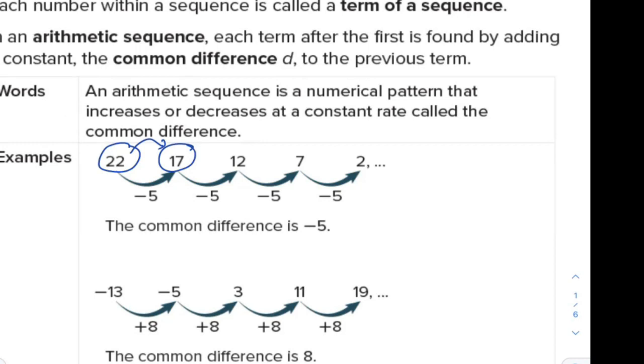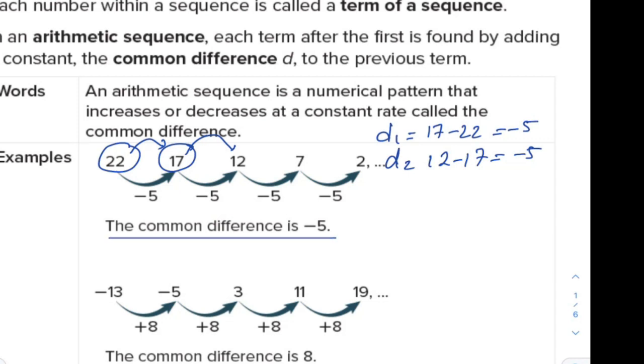So the first difference is 17 minus 22, which is negative 5. The second difference is 12 minus 17, which is negative 5, and so on. The difference is constant, and we call it the common difference, D. So in our case here, the common difference is negative 5.